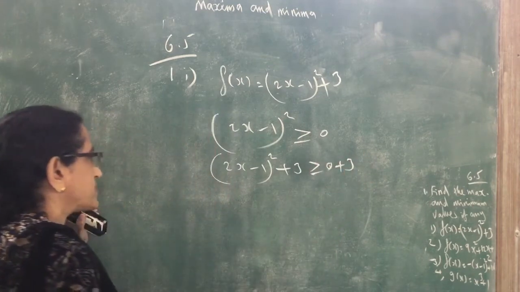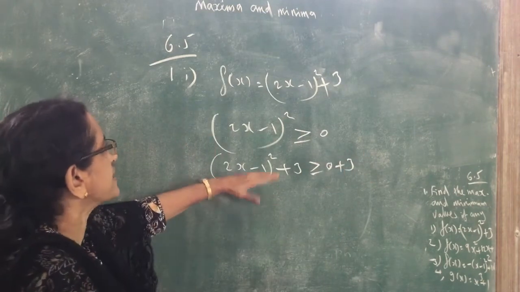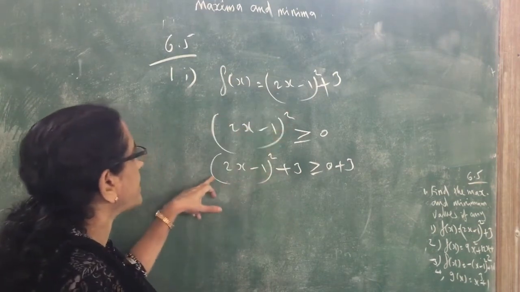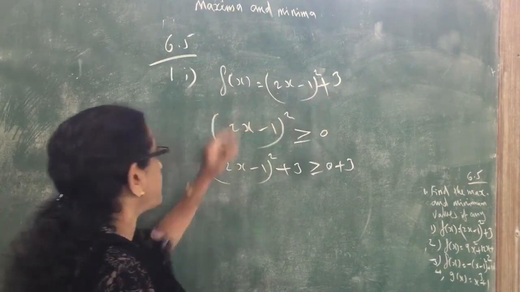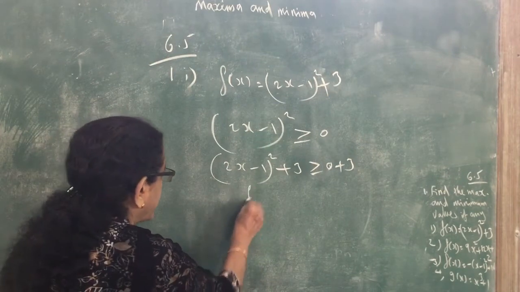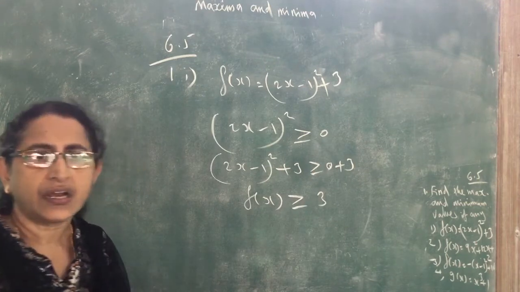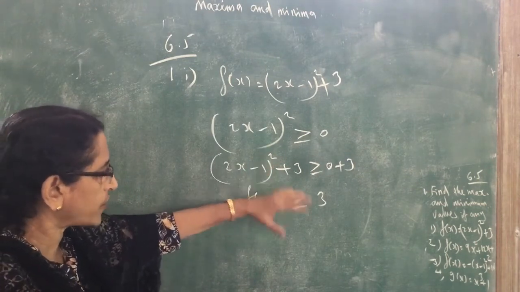We add 3 both sides. So here the left side is the function f of x. In the place of (2x minus 1) whole square plus 3, that is same as f of x. So here we can write f of x, and we got f of x is greater than or equal to 3.